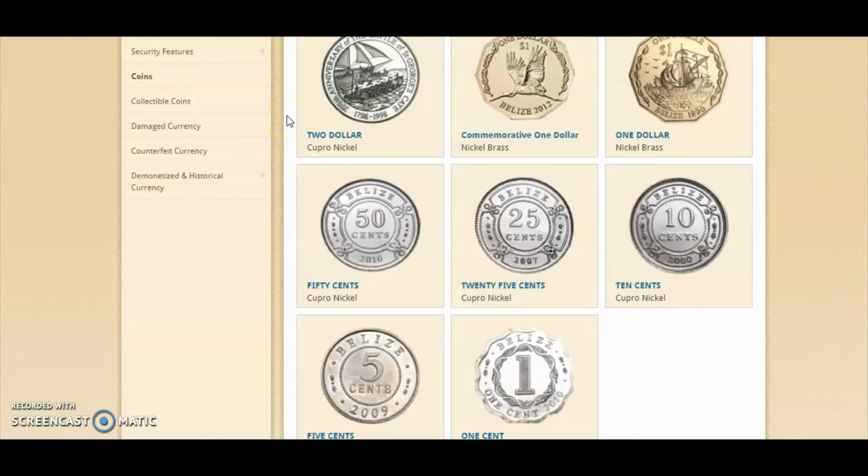Good morning, Center 2. We are now going to move into the topic of money. Yay! Okay, so today we're going to be learning about coins and cents.